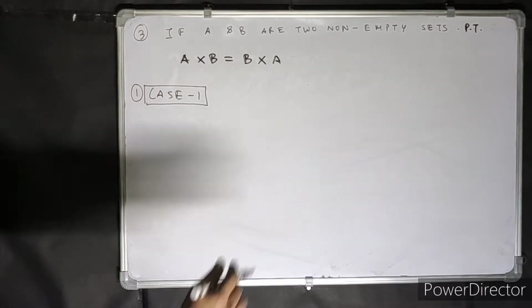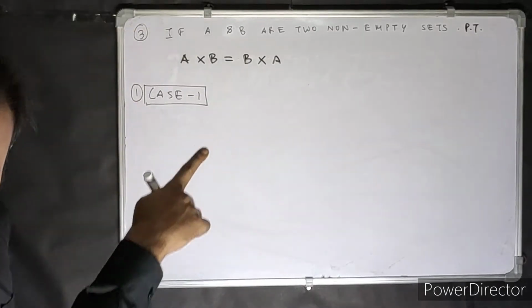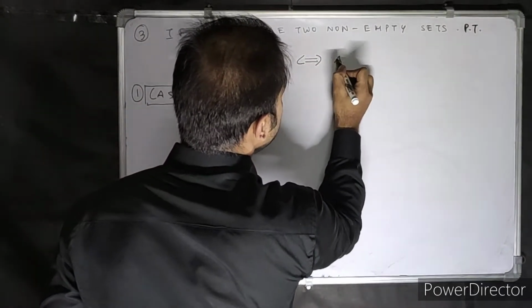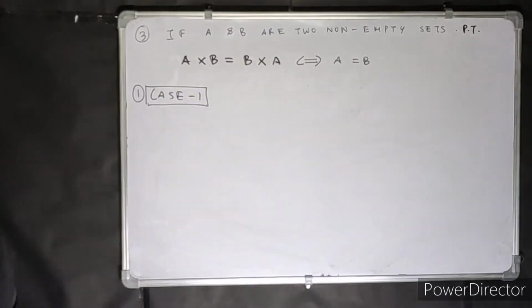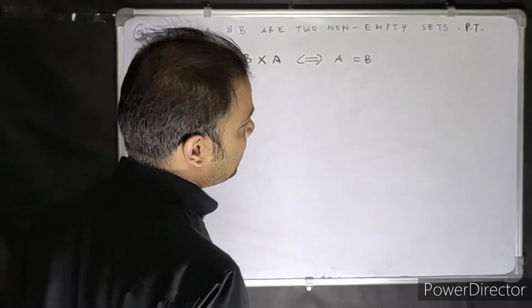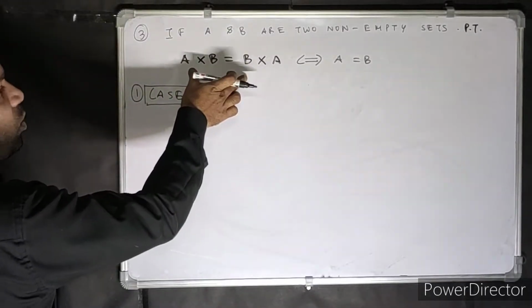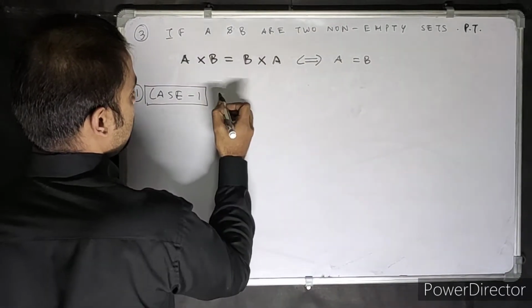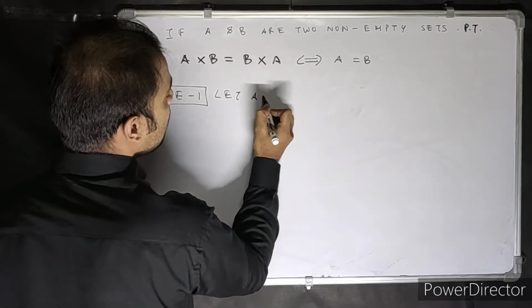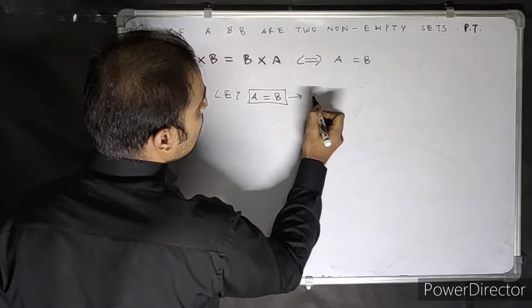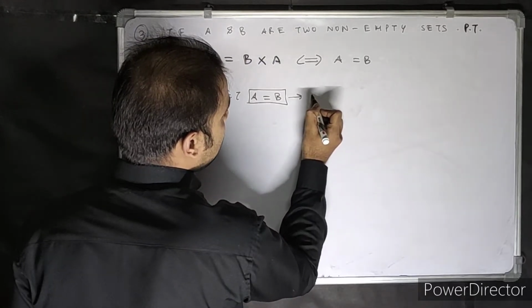In case 1 you have to do this. A cross B is equivalent to A is equal to B. So if there are two non-empty sets, you have to prove that this is equal to this. That means A is equal to B. So let's start with this part. You write: let A is equal to B. Mark this as equation number 1.